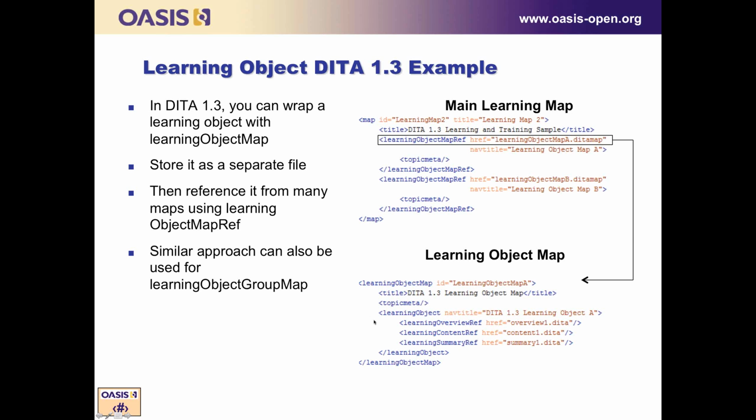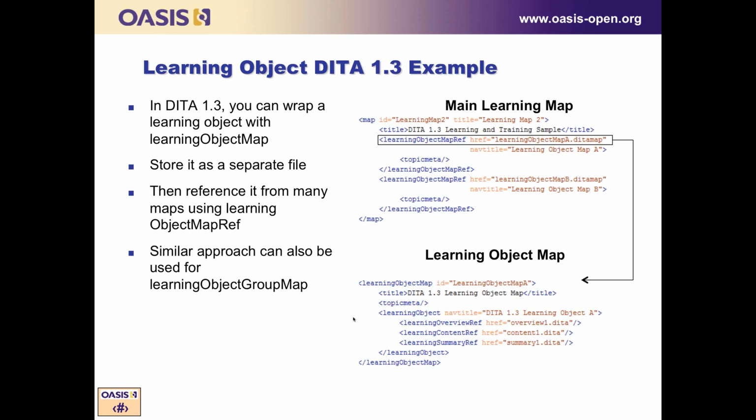So it's just taking the standard learning objects like we have from 1.2, putting a wrapper on them, and now you'd be able to store this learning object map as a separate component in your repository and point to them. So now we can have many variants of our main course, and they can all point to that same learning object map. So the same learning object map is just reused again and again and again.